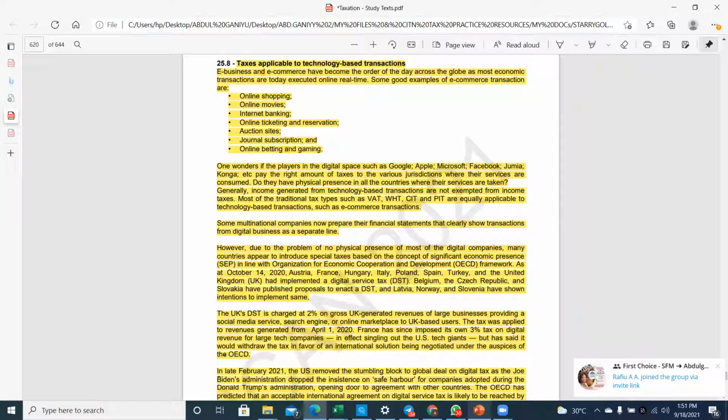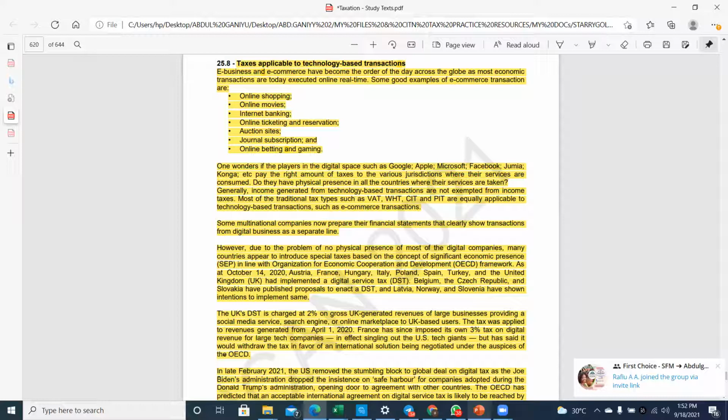However, due to the problem of no physical presence of most of the digital companies, many countries appear to introduce special taxes based on the concept of significant economic presence, in line with the Organization for Economic Cooperation and Development framework. As at October 14, 2020, Austria, France, Hungary, Italy, Poland, Spain, Turkey, and the United Kingdom had implemented a digital service tax. Belgium, Czech Republic, and Slovakia have published proposals to enact a digital service tax, and Latvia, Norway, and Slovenia have shown intentions to implement same.